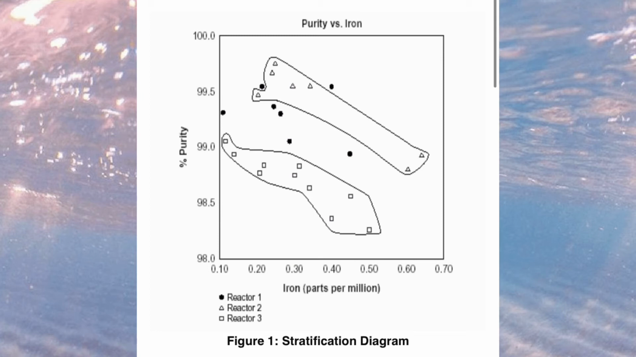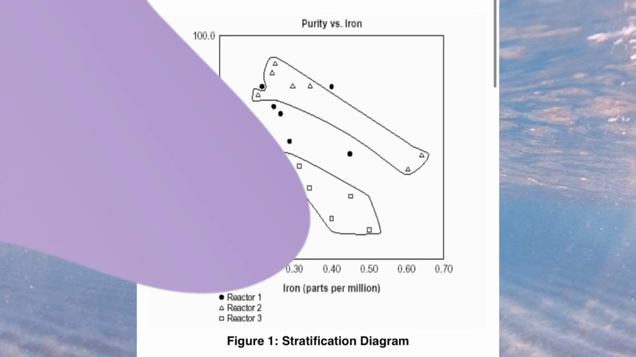The data from reactor 2 and reactor 3 are circled. Even without doing any calculation, it is clear that for those 2 reactors, purity decreases as iron increases. However, the data from reactor 1, the solid dots that are not circled, do not show that relationship. Something is different about reactor 1.